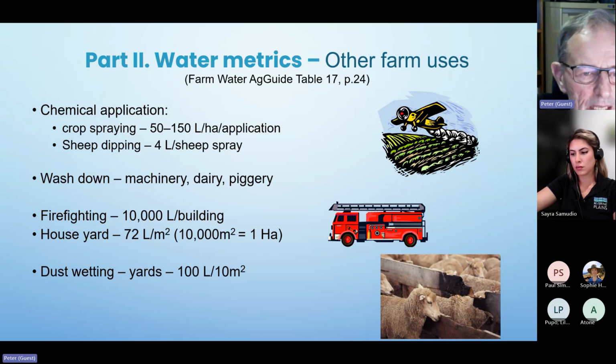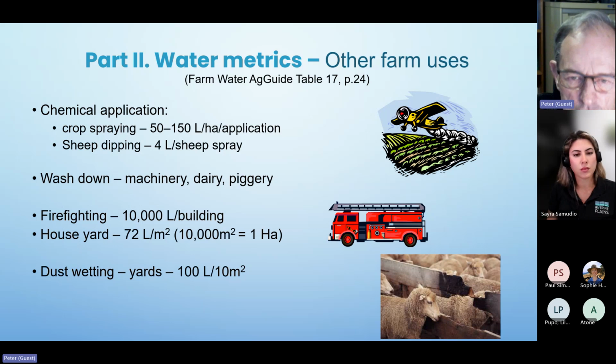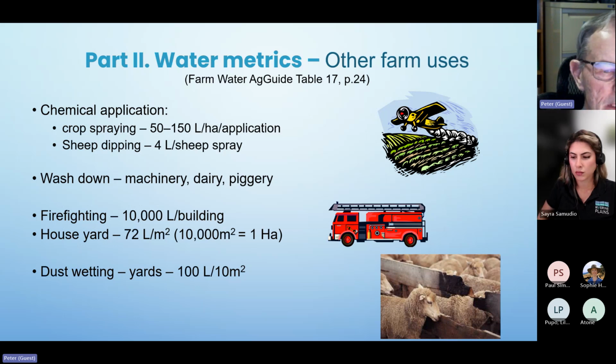Firefighting is something that needs to be allowed for, particularly in drought time. Obviously, the likelihood of fire is much greater in drought than in non-drought. So we want to make sure we've got the water that we need. In our Ag Guide, it gives us a figure of 10,000 litres per building, but you might feel more comfortable using double that. Many in the workshops that we've been doing have wanted to use at least double that, perhaps more, given the experience of a few years ago of severe bushfires. So that's up to you, but certainly you must have some on hand.